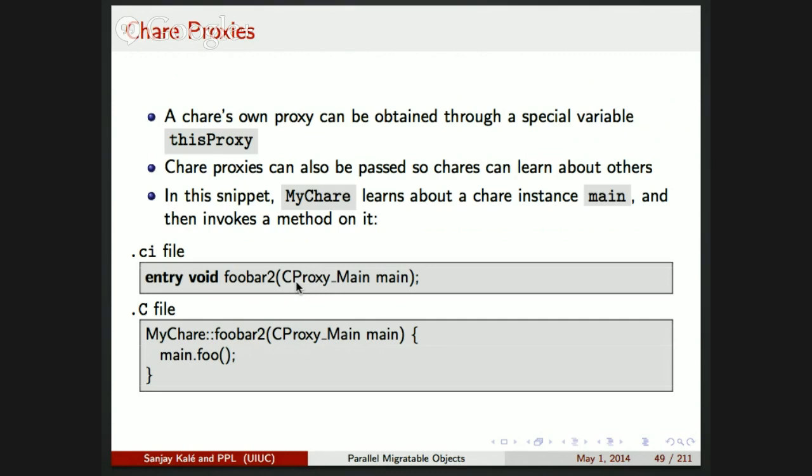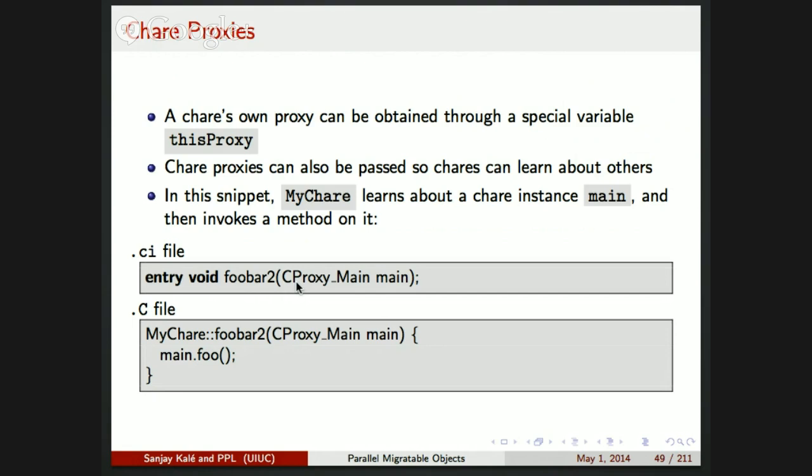A little more about proxies. Just like in C++, if you want a pointer to the object itself, you have this. In Charm++, we also have a proxy to ourselves. This proxy is included in the base class of each chare, so it can refer to itself. And this way, it can inform other chares about itself. So a chare can send along its proxy to other chares, so then other chares can, in the future, communicate with it. So again, proxies can be passed to methods.